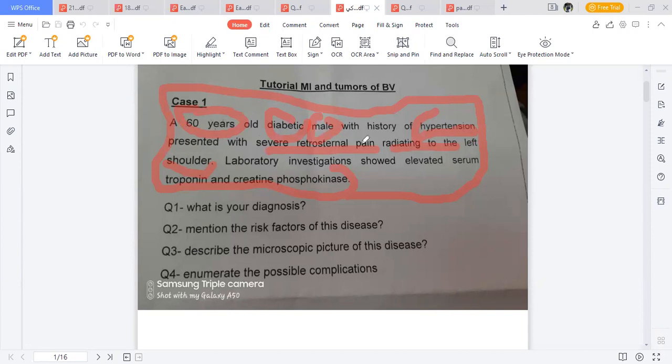For you to know how I came to know that, I have to take you to the topic so that I do it in less than 5 minutes, then we go to the other question. So what is your diagnosis? Mention the risk factors of this disease. Describe the microscopic picture of this disease, then enumerate the possible complications, all of which will be covered in the discussion as we go on.